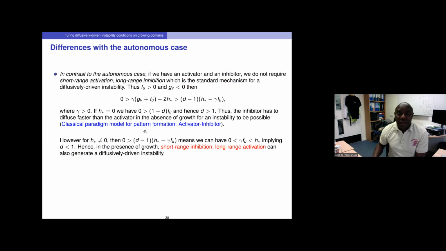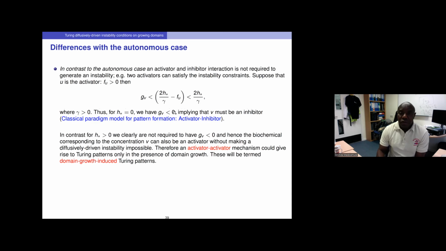So if I now take h star to be different, then I can bound. It's not that I have just bound this quantity by d, but there's an h star that I can play with, and it acts as an upper bound for gamma times f of u. You can divide by gamma if you want, and f of u should be bounded by h star over gamma, for example. If you can cook up kinetics such that this is true, then you can have this idea of long range inhibition, short range activation.